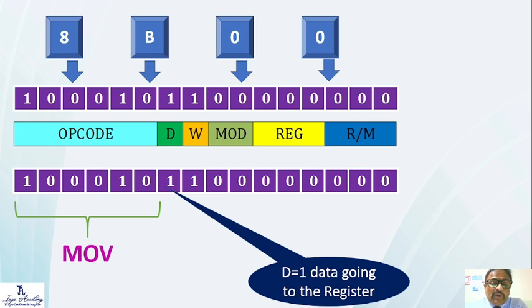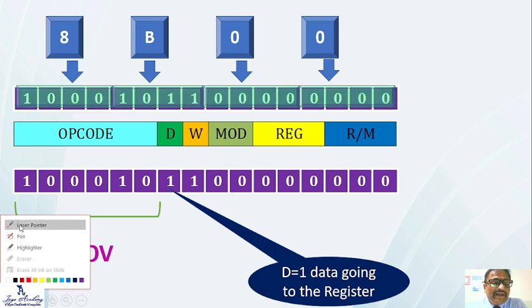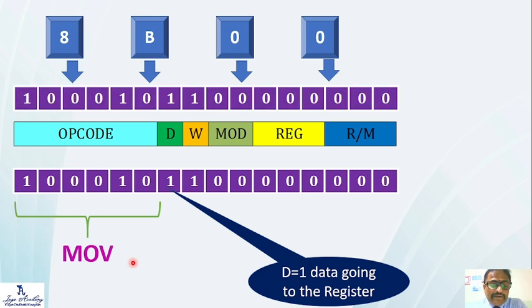The D bit is going to be 1, so we can easily conclude that data is going to the register. That means the next content after this move instruction is going to be a register.